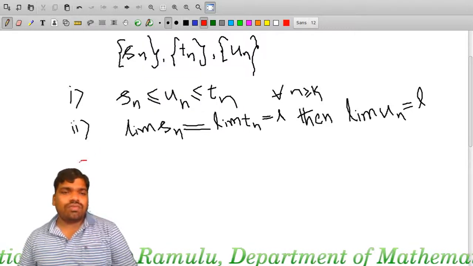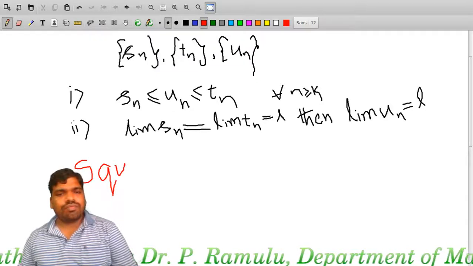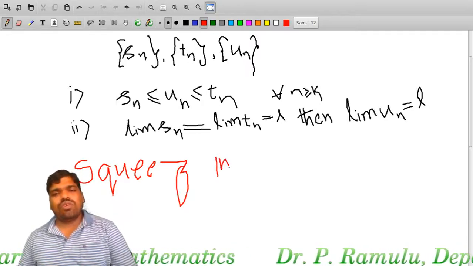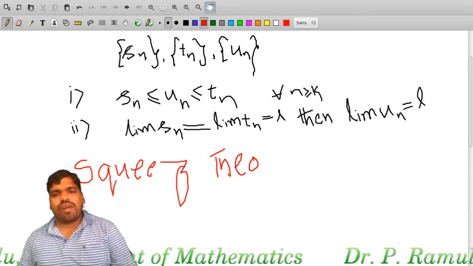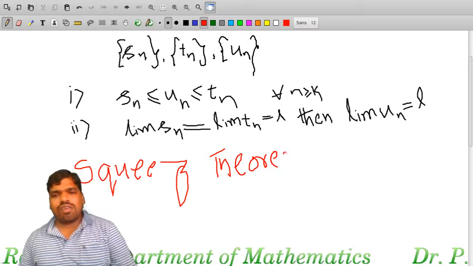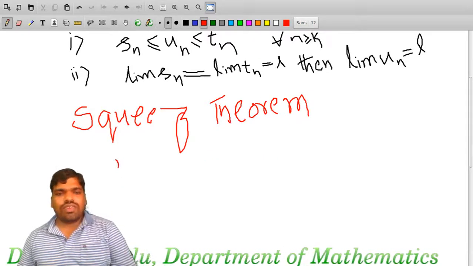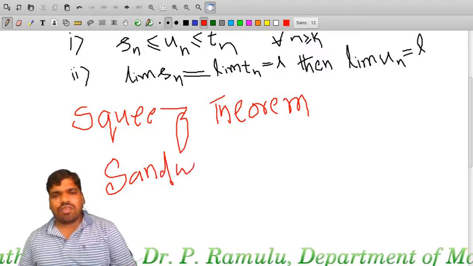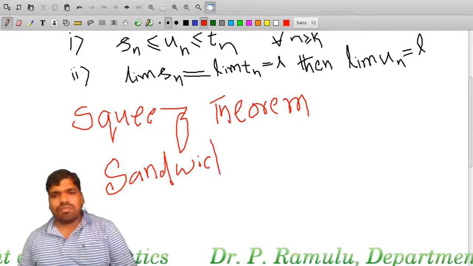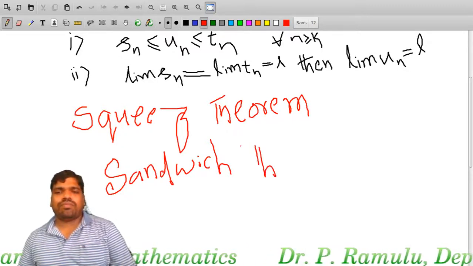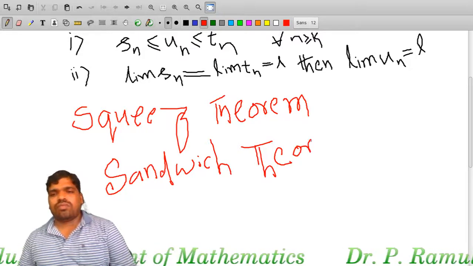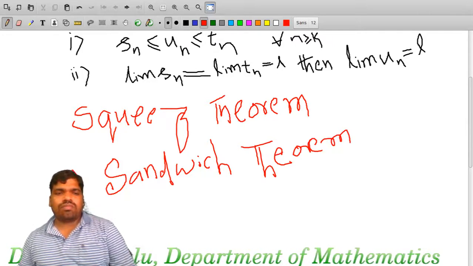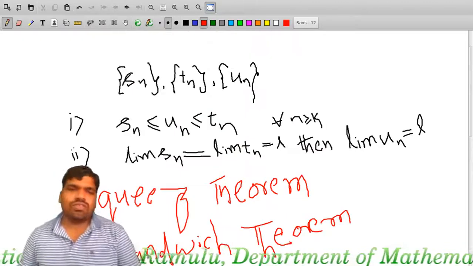This theorem is called the Squeeze theorem, or also called the Sandwich theorem. This theorem is called the Squeeze theorem or Sandwich theorem, right?